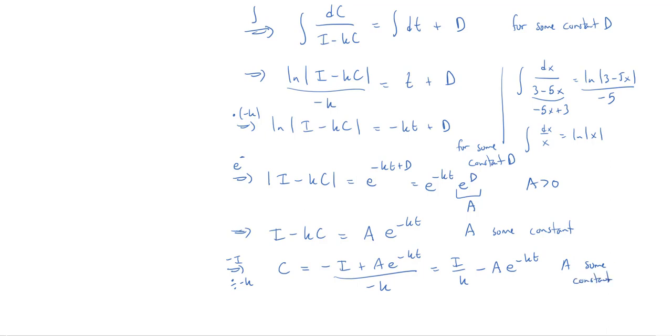I don't worry that there was a k put into there. Okay, and I now have an expression for c. I found a solution to this differential equation. C is going to equal whatever this ratio of I to k is, minus some constant times e to the negative kt. Okay, so that's my general solution.